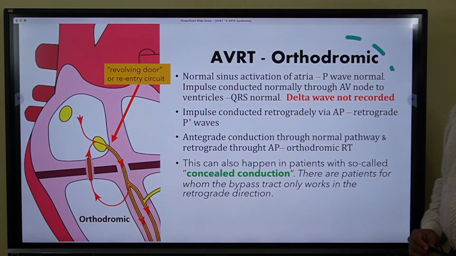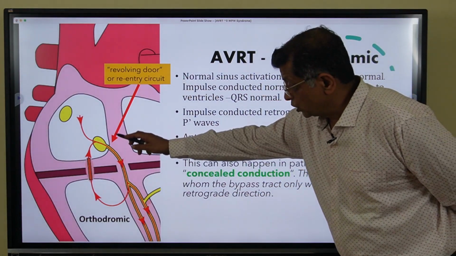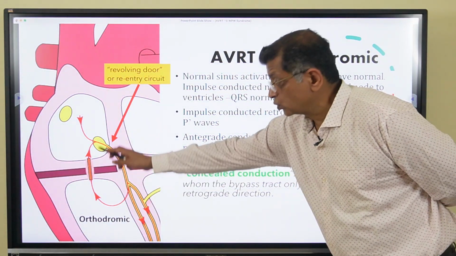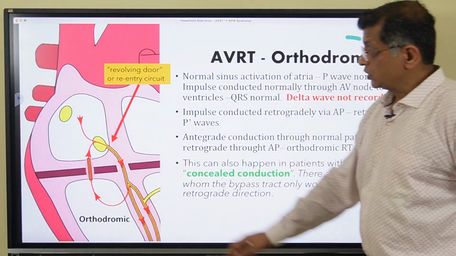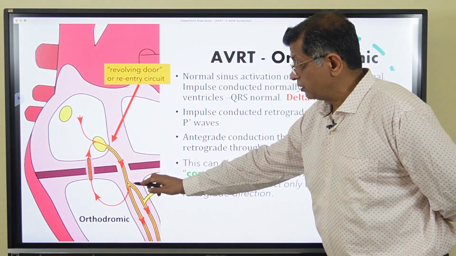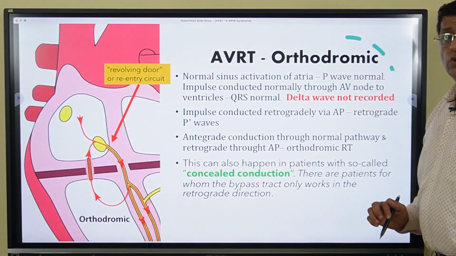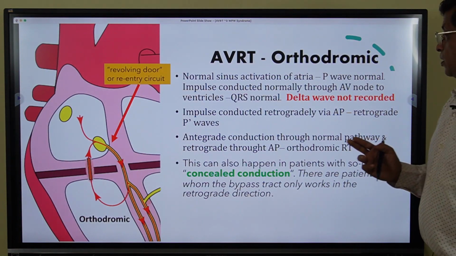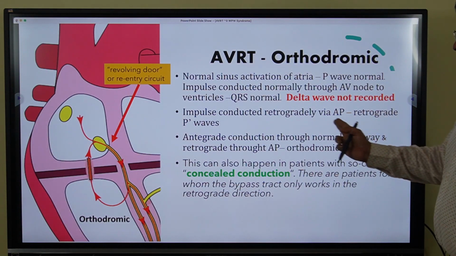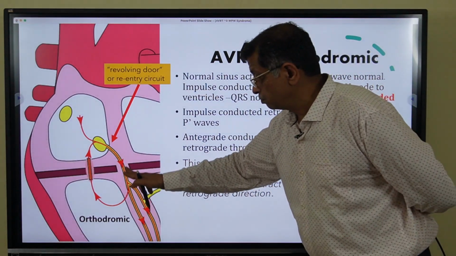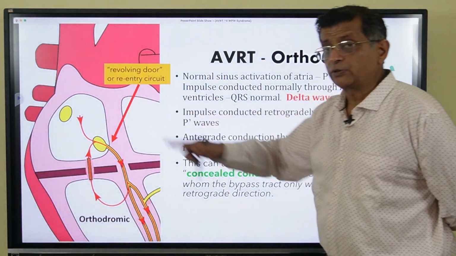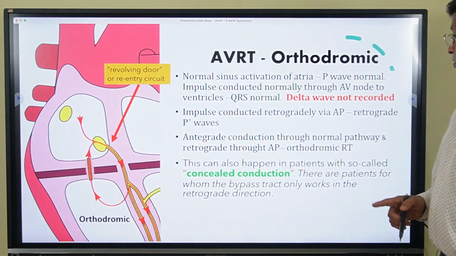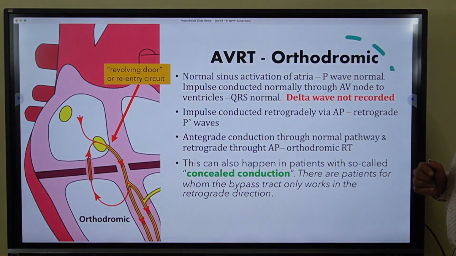So let's consider orthodromic AVRT. In orthodromic AVRT, the impulse passes through the AV node to the ventricles but comes back through the accessory pathway. Because the impulse passes through the normal AV node His-Purkinje system, it is a normal narrow QRS tachycardia. Delta waves are not seen. The impulse is conducted retrogradely via the accessory pathway to the atria, resulting in retrograde P prime waves.